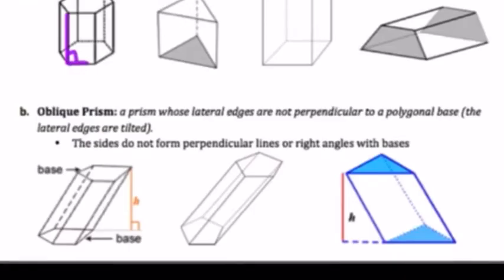Oblique just means that it's tilted some. So anytime you see oblique, you're going to think that it's just kind of tilted. So again, clearly this side and this is not a right angle. So that's what oblique means.